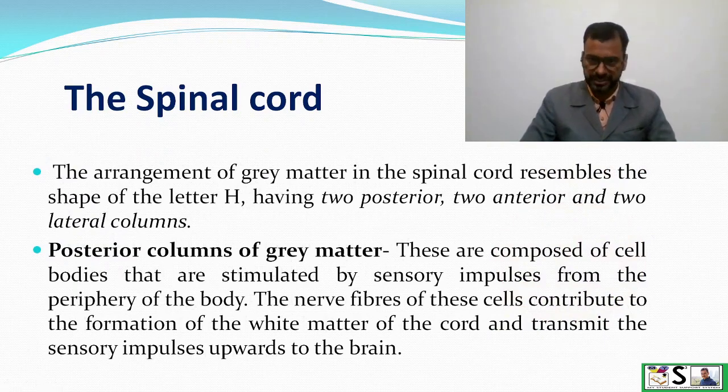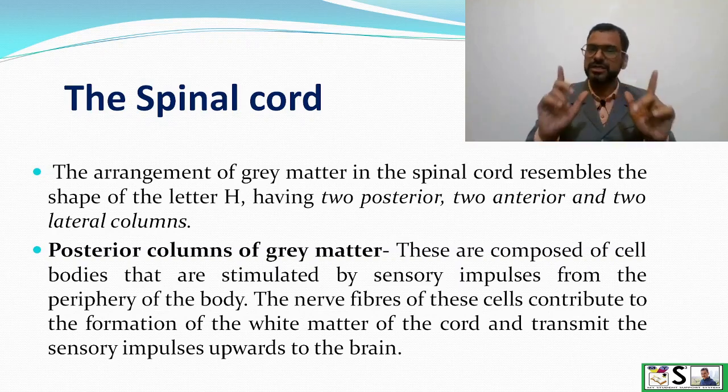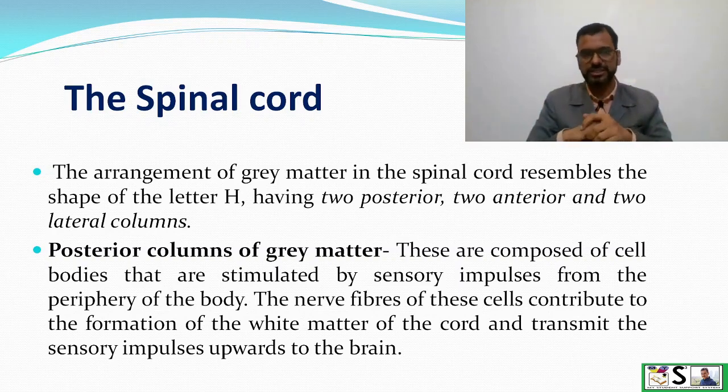Posterior column of gray matter. These are composed of cell bodies that are stimulated by sensory impulse from the periphery of body. The nerve fiber of these cells contribute to the formation of white matter of the cord and transmit the sensory impulse upwards to the brain.